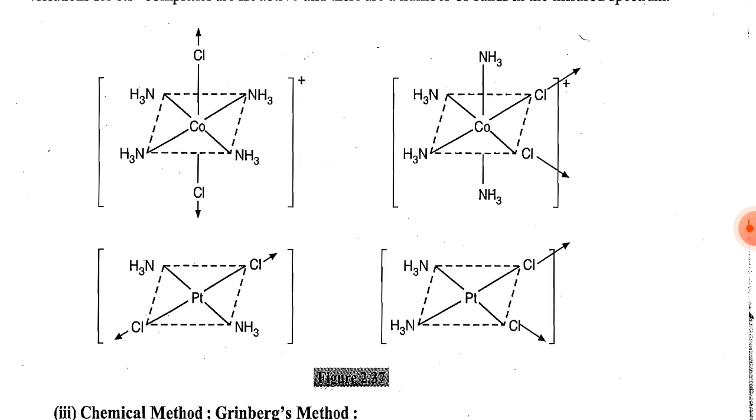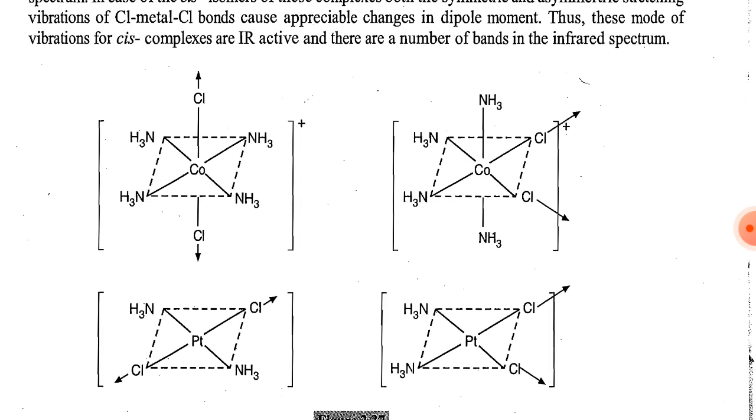So here, this is the trans Cl. Both the Cl will cancel each other's dipole moment, and the Cl symmetric stretching vibrations will not make any change in the dipole moment. So the dipole moment will be 0, and it will be IR inactive. That means it is not IR active.